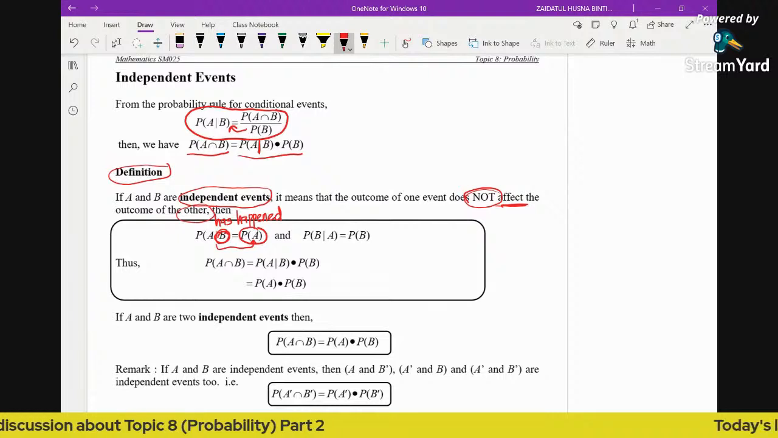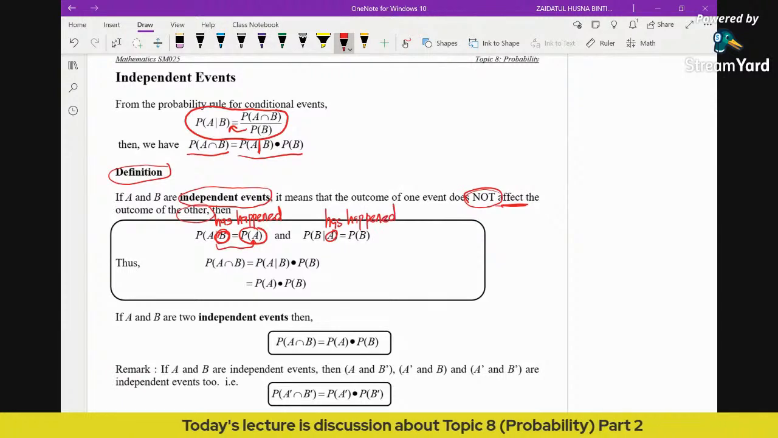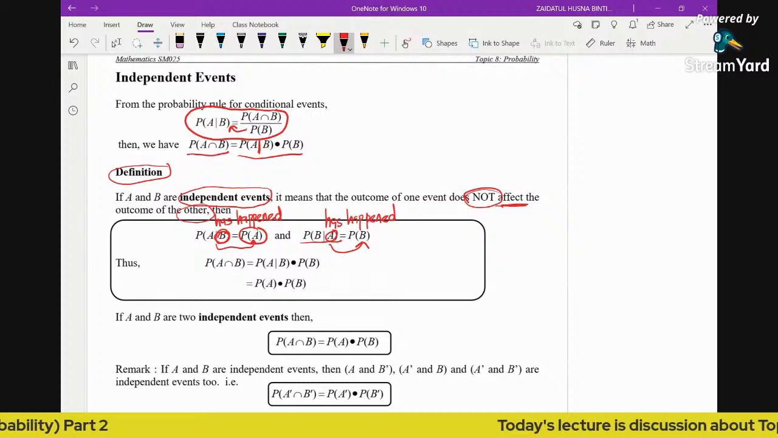And also, if you have probability of B given A, here A has already happened, but because they are independent, the event that has happened, A, will not have an effect on B. So probability of B given A will be simply P(B).